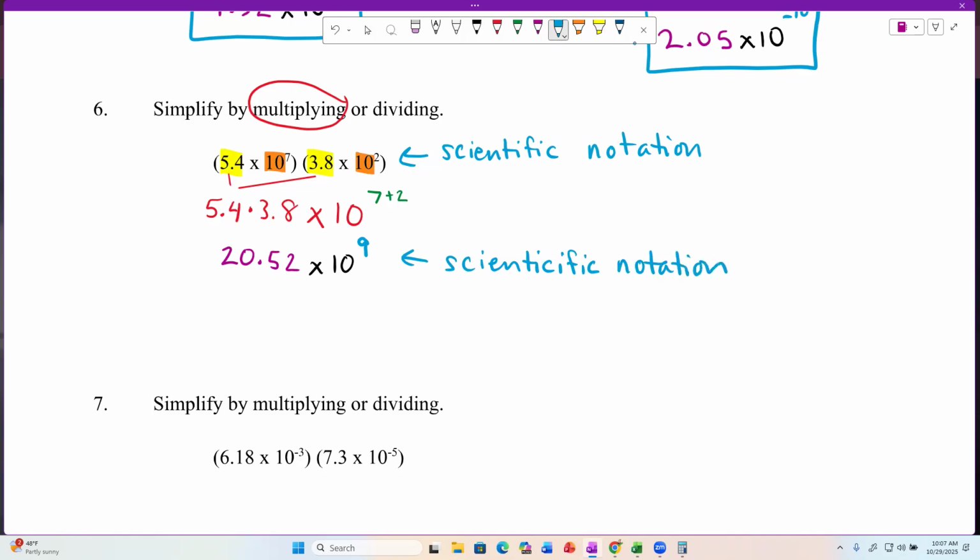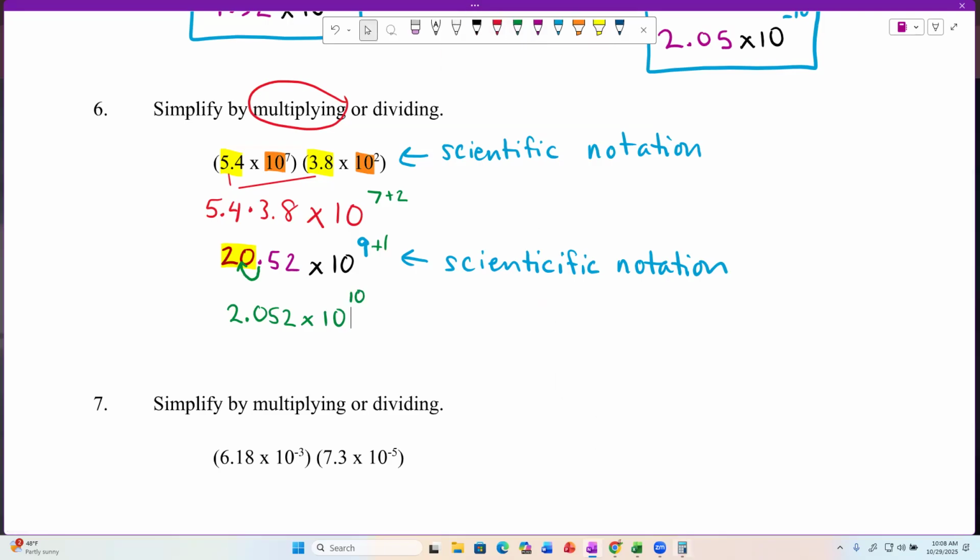And that's not allowed. So again, this right here, 20.52, that's bigger than 10, and we can't have that. So I'm going to move the decimal point one spot over, so it becomes 2.052 times 10. And then, because I moved the decimal point, I have to change the exponent. I moved it, so I'm going to add. And 9 plus 1 is 10.